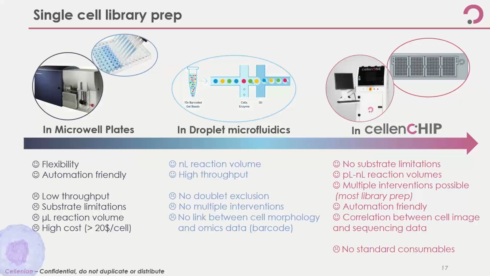If one uses the CellenONE to isolate cells in combination with custom-made consumables for very small volumes, it means that there is no substrate limitation, because in the CellenONE we can work with a lot of substrates and we can even design new ones. We can work from picoliter to nanoliter reaction volumes. Multiple interventions are possible because we can dispense cells as well as fluids. It's automation friendly, and you can correlate the image that you get from the software to the sequencing data that you will get further down the road. So it's good because it means that you can know how a cell looked when you get the transcriptomic results.